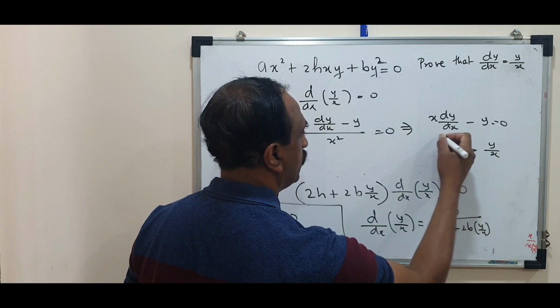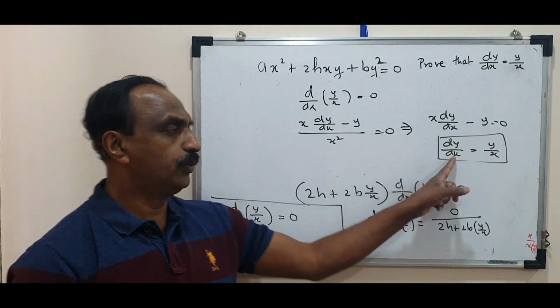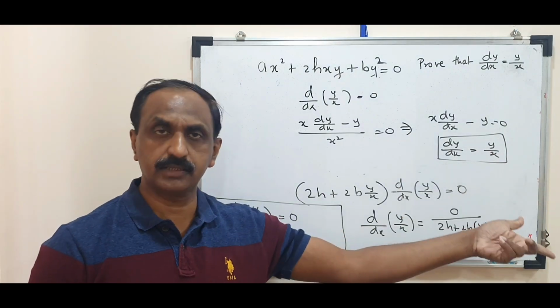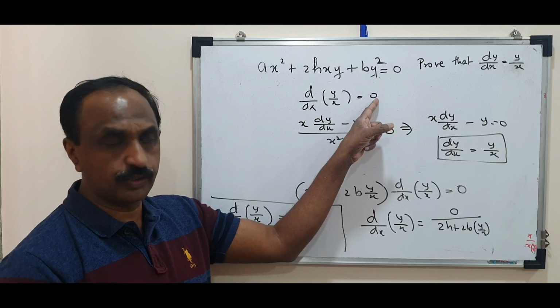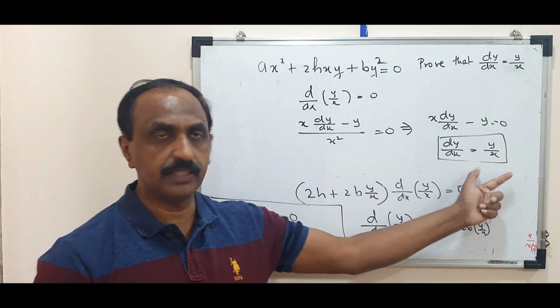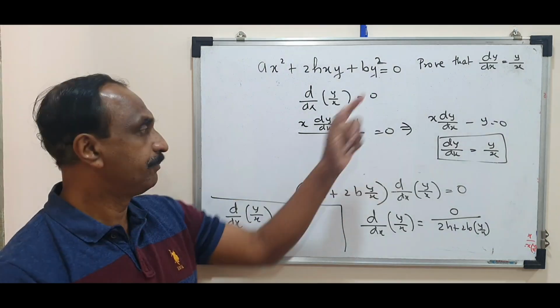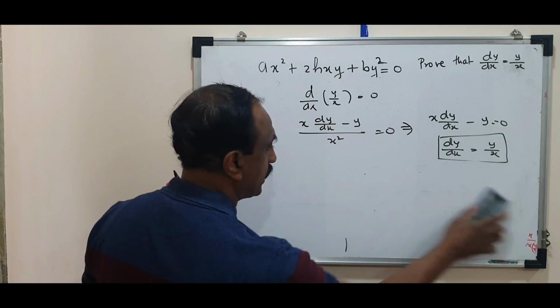It's very surprising. What is the surprise? When you differentiate y by x equal to 0, you will get the derivative as y by x. This only happens in this, not everywhere. Whenever the derivative of y by x is equal to 0, the dy by dx also will be y by x. So we can apply this. So every homogeneous function is a function of y by x. So this is my second method.